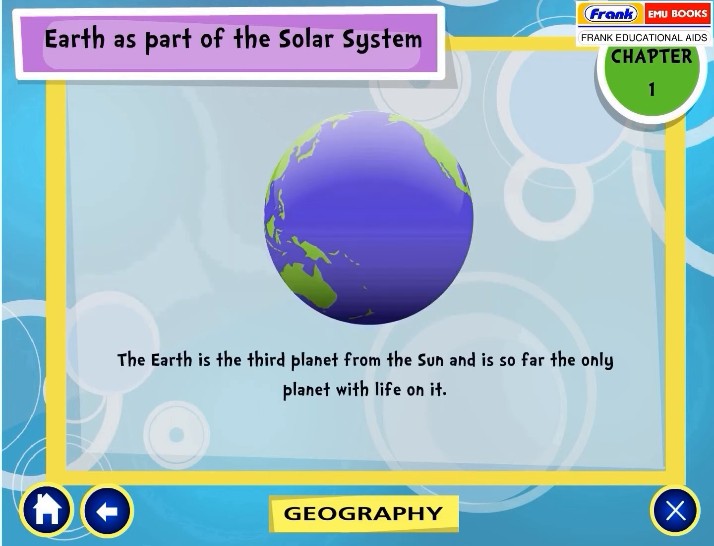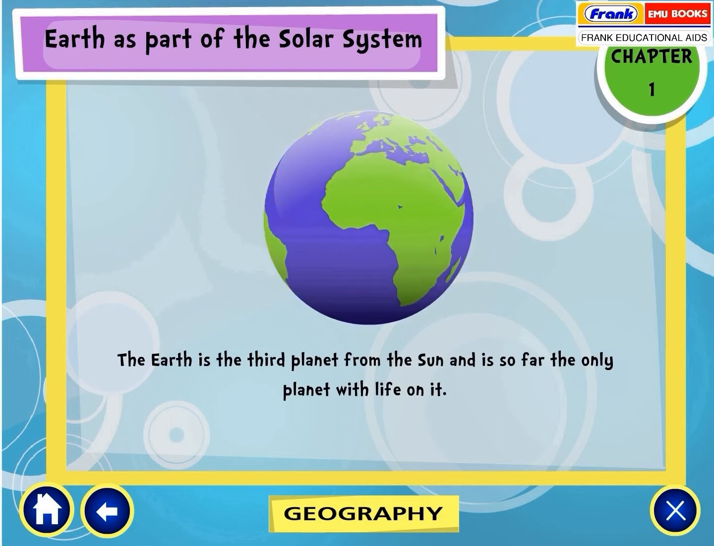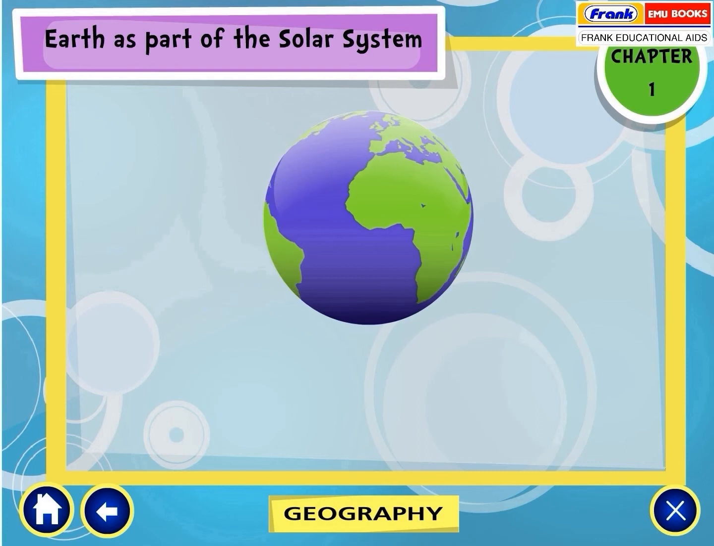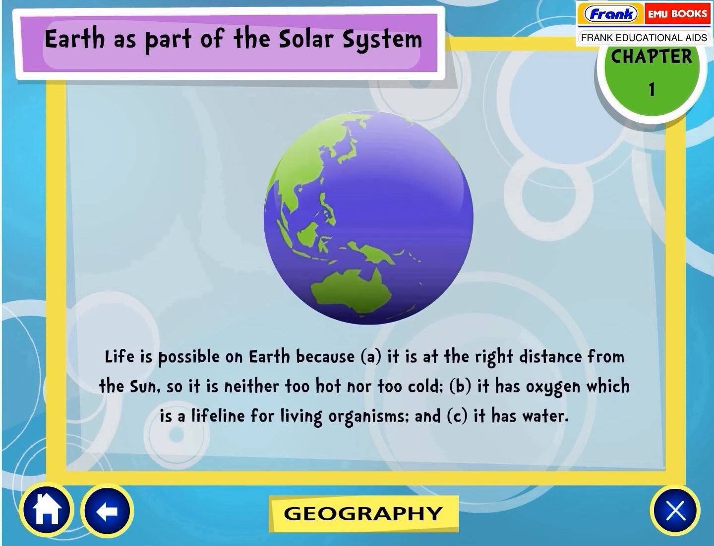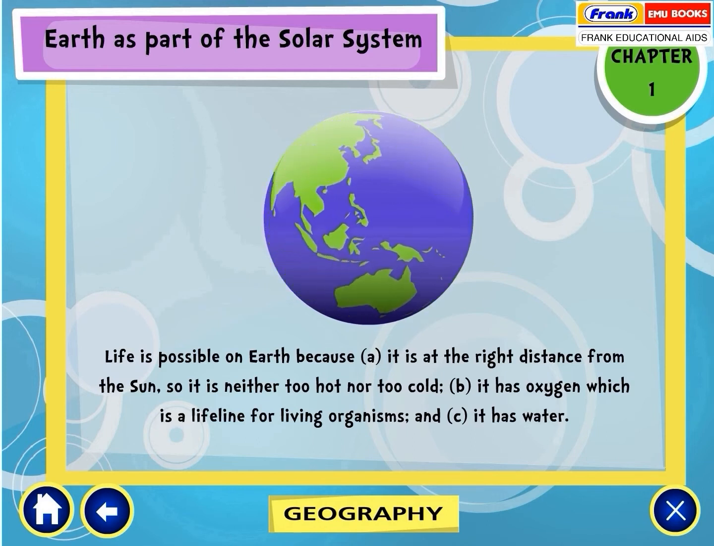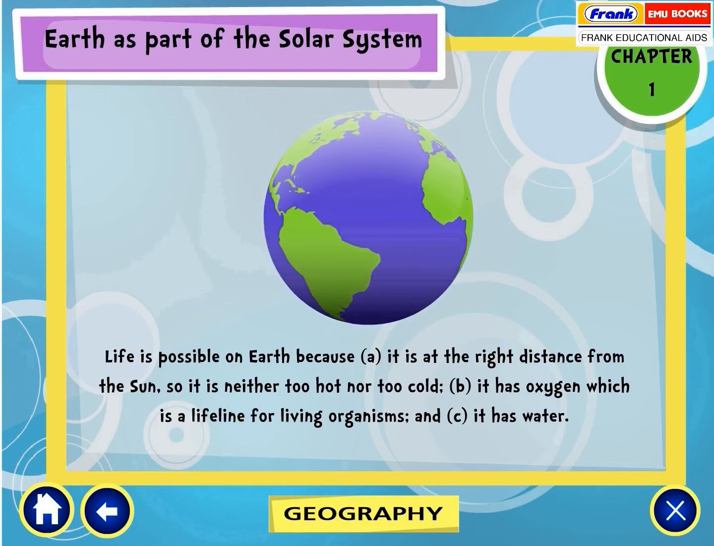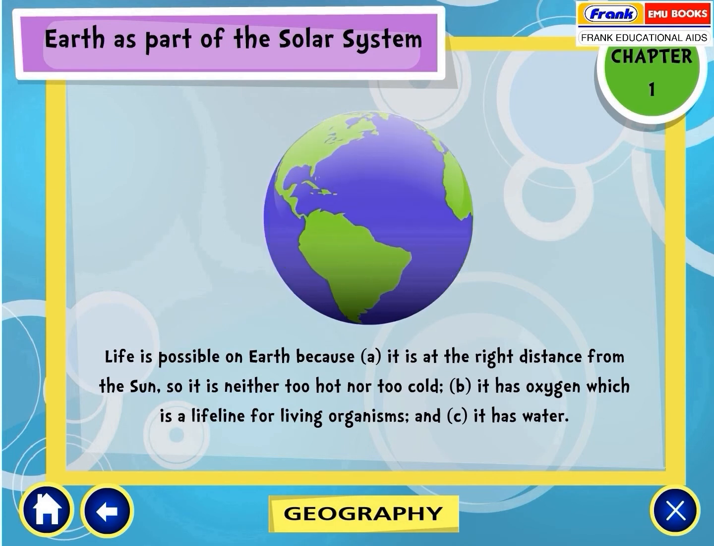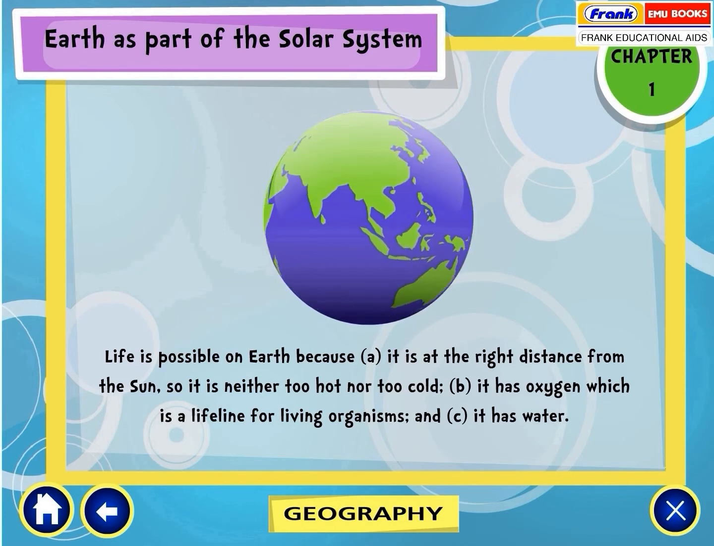The Earth is the 3rd planet from the Sun and is so far the only planet with life on it. Life is possible on Earth because: A. It is at the right distance from the Sun, so it is neither too hot nor too cold. B. It has oxygen, which is a lifeline for living organisms. And C. It has water.